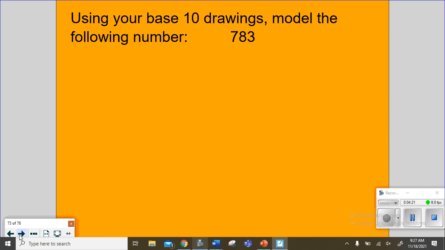All right, let's try another one. You can draw a line under your paper. Here's our next number that we're building. Put this away. Get your math pen. We got the number 783. We are building it using our base 10 pictures, base 10 drawing. You can build it however you would like to build it. If you're ready, give me that secret thumb.